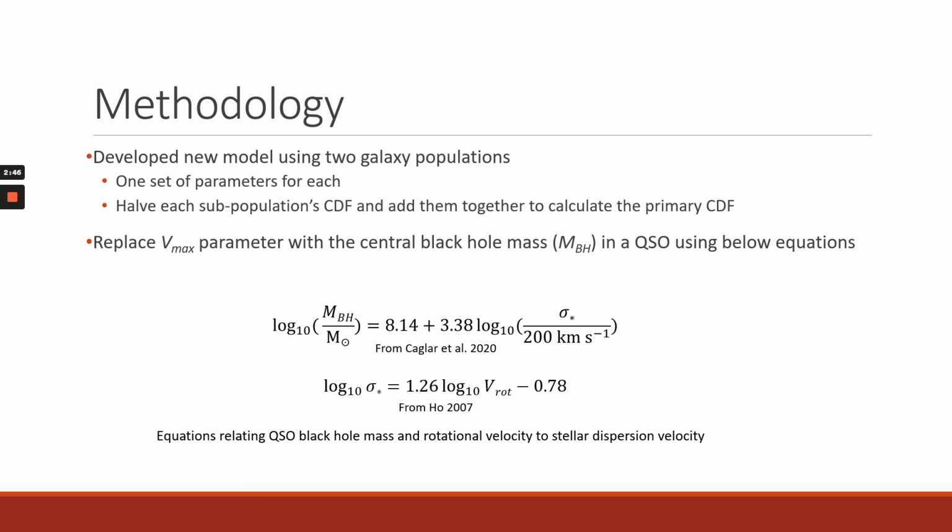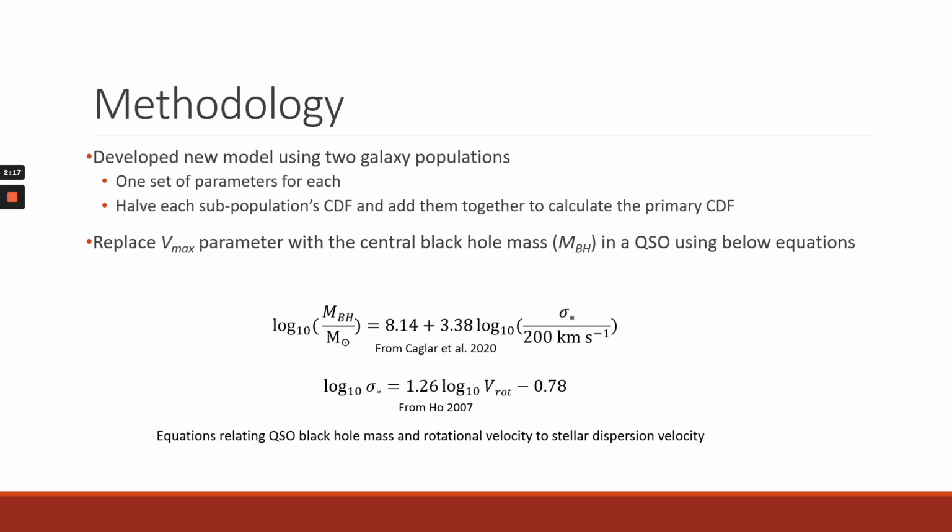I also developed a model CDF which uses two galaxy populations rather than just one. With this method, one set of parameters is used to calculate a single CDF for each subpopulation. Because I assume that there are an equal number of each population in the set, each CDF is divided by 2, and the primary CDF that is compared to the data is calculated by adding each population's CDF together.